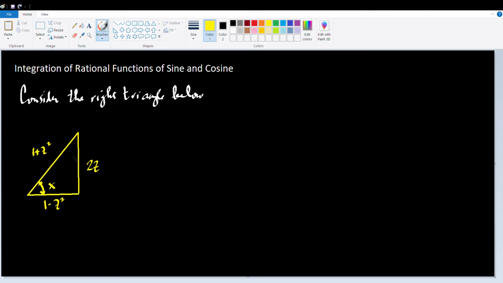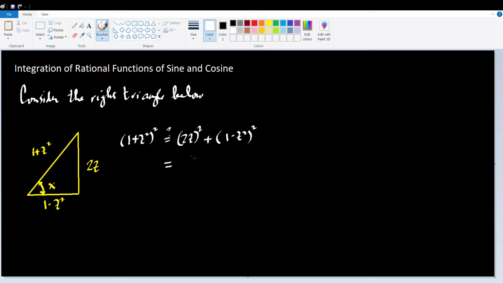We first verify whether these are really the sides of a right triangle. And to do that, we will apply the Pythagorean theorem. Okay? So we check if 1 plus z squared quantity squared is equal to the sum of the squares of the two other sides. So 2z squared plus 1 minus z squared squared.